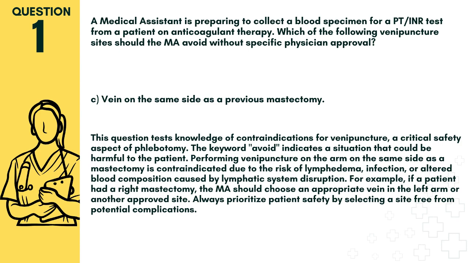For example, if a patient had a right mastectomy, the MA should choose an appropriate vein in the left arm or another approved site. Always prioritize patient safety by selecting a site free from potential complications.